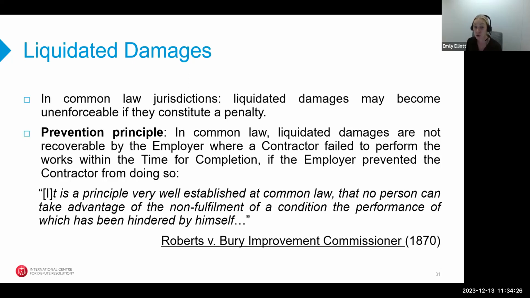Additionally, liquidated damages are not recoverable by the employer where a contractor failed to perform the works within the time for completion if the employer prevented the contractor from doing so. And this is otherwise known as the prevention principle. So this was put aptly in the Roberts versus Bury Improvement Commissioners case, which states, it's a principle very well established at common law that no person can take advantage of the non-fulfillment of a condition, the performance of which has been hindered by himself. So the crux of this is really that a party should not benefit from its own wrongdoing.